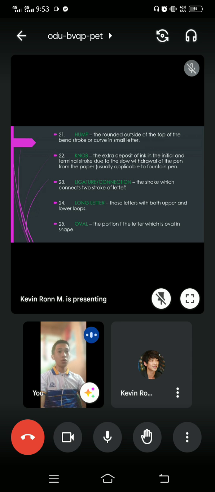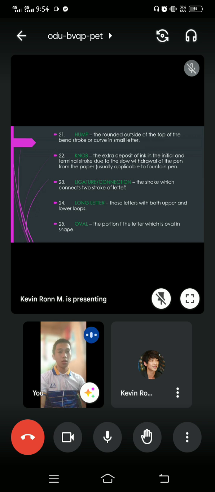ligature or connection. What is that? The stroke which connects two strokes of the letter. That is ligature or connection. Number 24 is long letter. So what is long letter? Those letters with both upper and lower loops. So that is long letter.